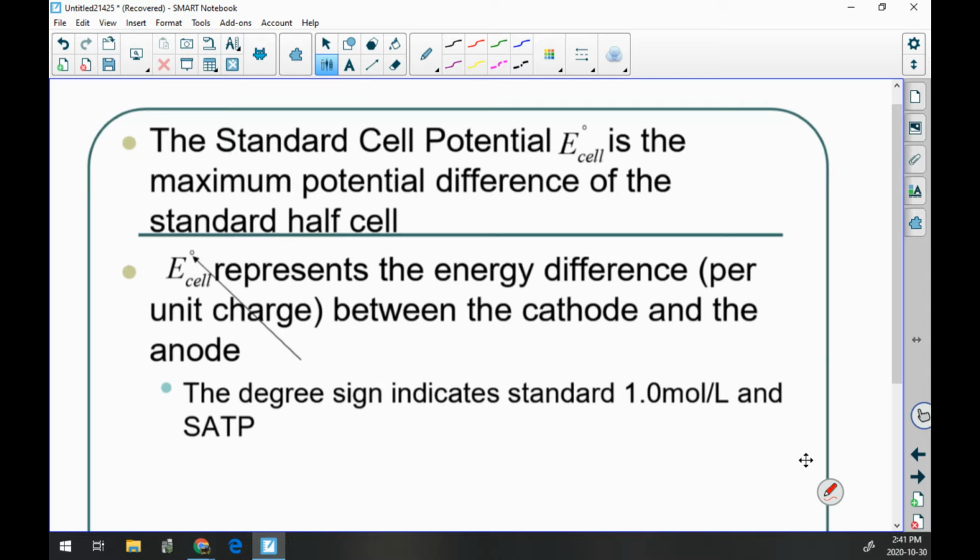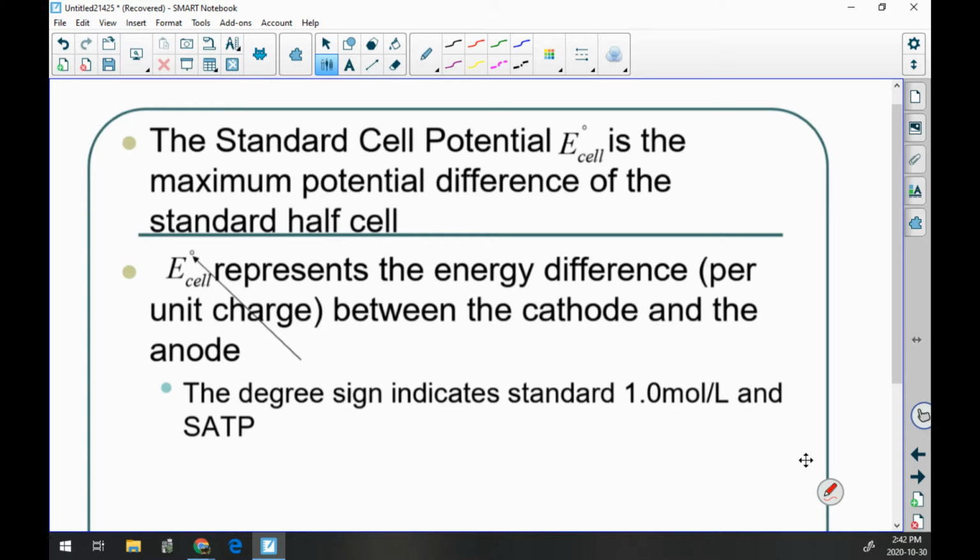Now there's some notation here. We talk about E cell. This is the standard potential energy of that cell. So at standard conditions, this cell should give me this many volts. Now, this little thing up here represents the standard conditions. And this is essentially telling us if you create these at standard conditions, you should get this reading on a voltmeter.